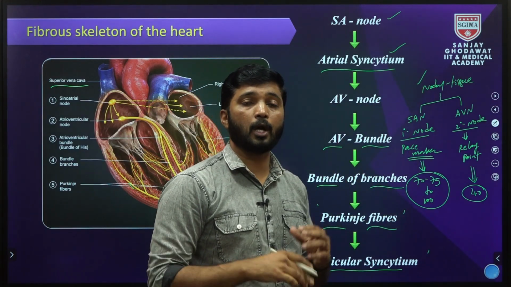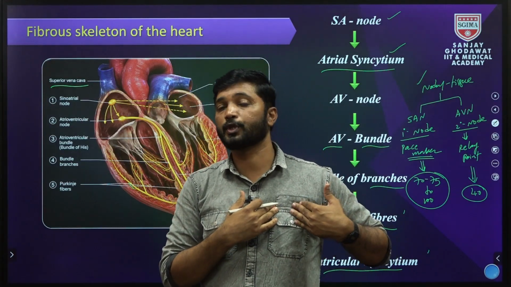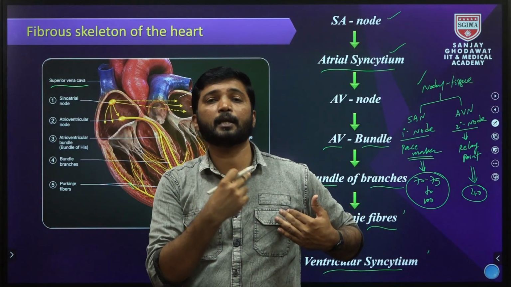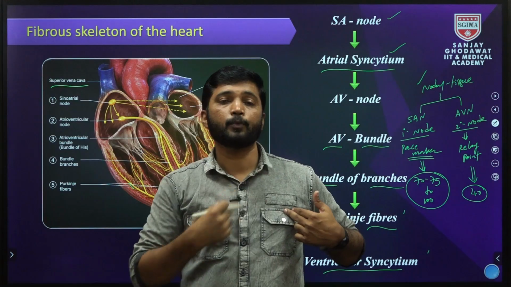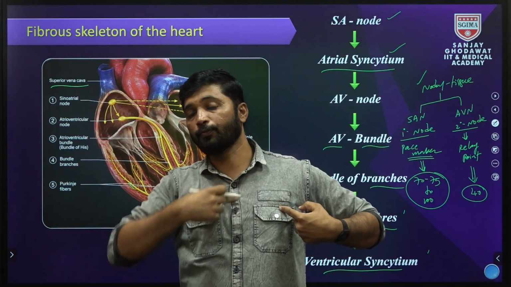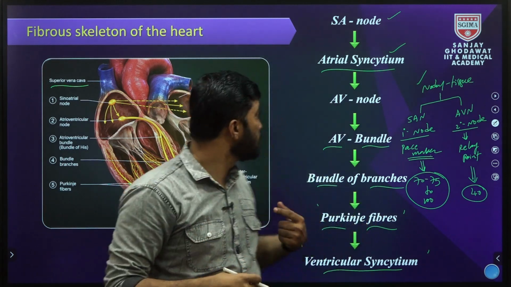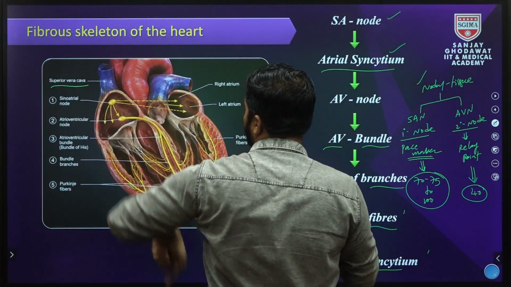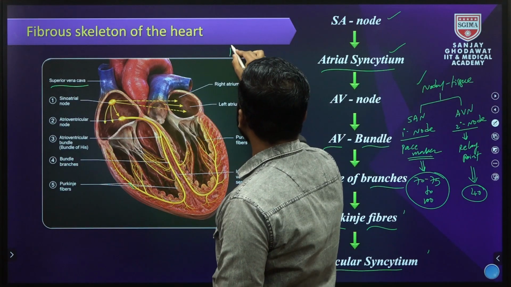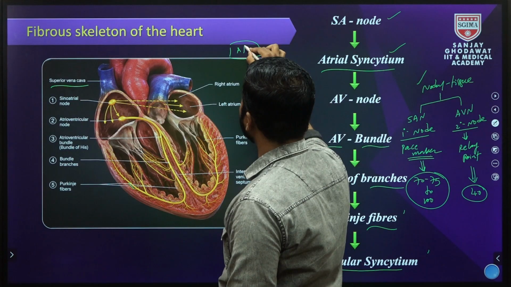In this method, the artificial pacemaker is inserted into the chest muscle, and the artificial pacemaker is nothing but an electrical device which contains electrodes. It has the ability to initiate an action potential. From this artificial pacemaker, two electrodes are inserted. For example, this is the heart in the chest region, and the electrical device is inserted. This is the artificial pacemaker.